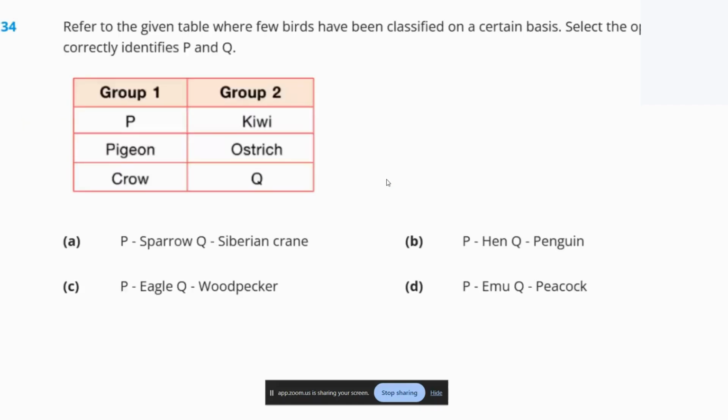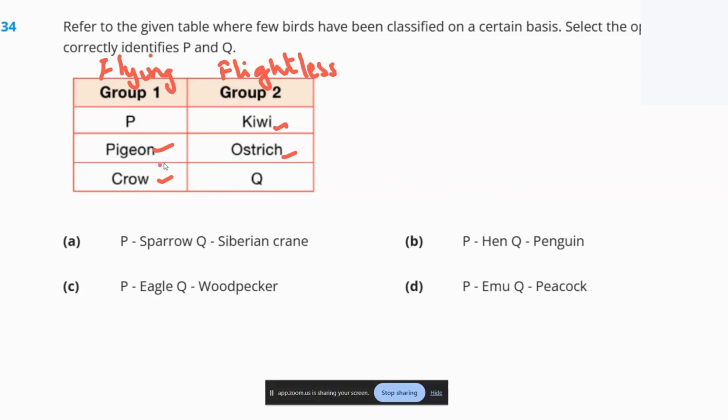Okay. Next, refer to the given table where few birds have been discussed on a certain basis. Select the option that correctly identifies P and Q. So in the first one, group 1 has pigeon and crow, and group 2 has kiwi and ostrich. So if you look at it very carefully, you will notice that group 1 has flying birds, and if you notice in group 2 there are flightless birds, okay, flightless birds.